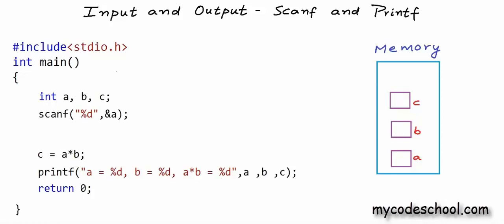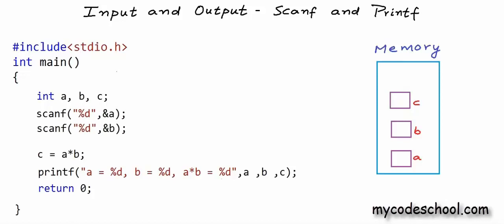First argument, just like printf, is a string constant, and it should not be very difficult to guess that we are passing some format here. And second argument is variable a preceded by an ampersand sign. I'll talk about why I'm putting an ampersand before a in some time. What I'll do now is write one more scanf statement here, and this time the second argument is ampersand b. Now I want to run this program and show you what will happen.